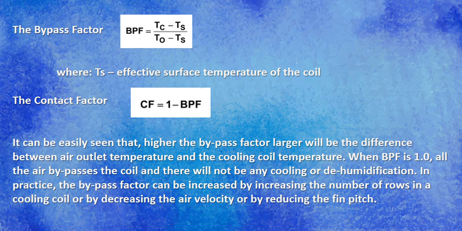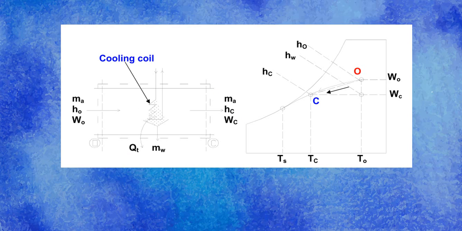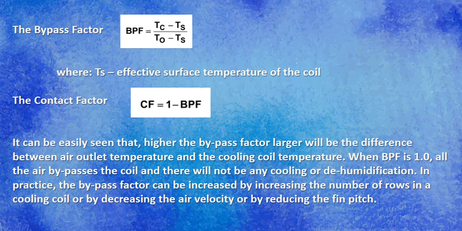How is it determined? From the psychrometric chart. You're going to extend the line that connects your initial point to the final point until you reach the 100% saturation line. So you extend the line connecting point O to point C. The point where it intersects the 100% saturation line will be your effective coil temperature, the T sub s. Okay, and that would be the value that you substitute here to get the bypass factor. Your contact factor is just your bypass factor subtracted from 1.